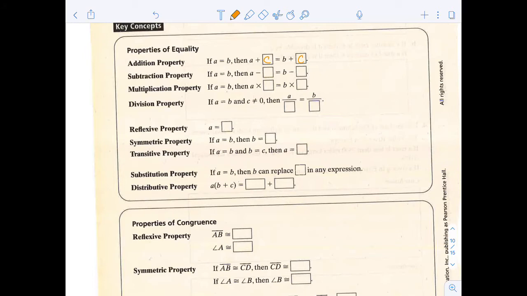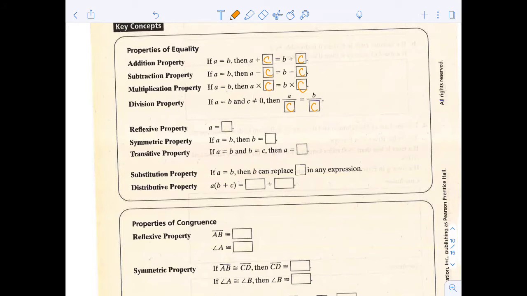Subtraction property says if A is equal to B, then A minus C equals B minus C. Multiplication says if A equals B, then A times C equals B times C. And the division property says if A equals B and C does not equal 0, then A divided by C equals B divided by C. So those are our properties of equality.